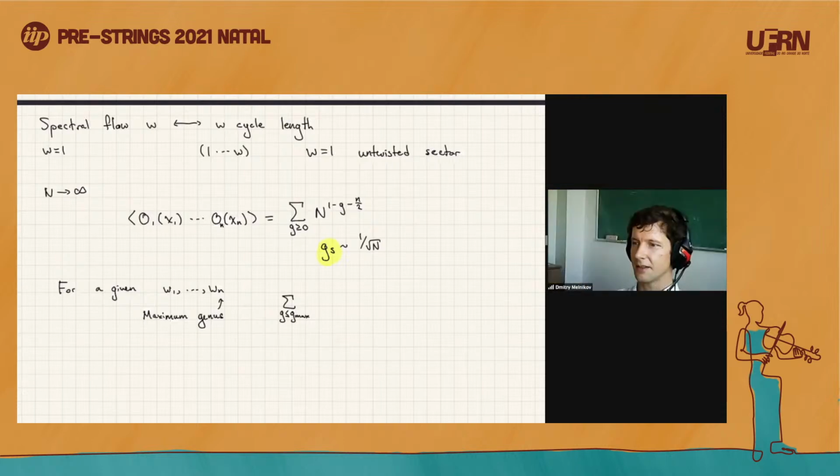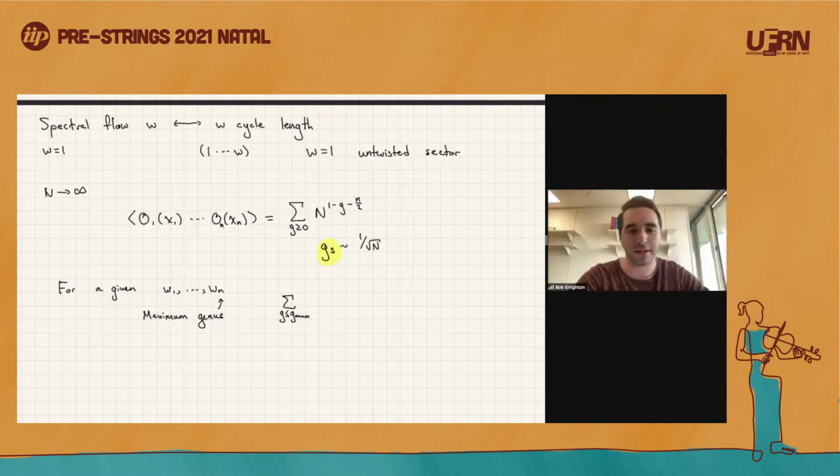Interesting. So there's a question from Lucas, one more question from Lucas. Oh, yes, I wasn't looking at the chat. Is taking spectral flow equivalent to a topological twist? No, I don't believe so.